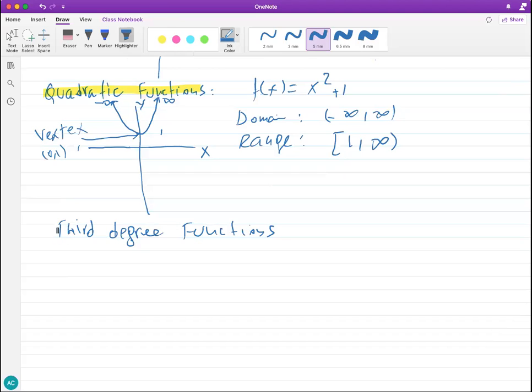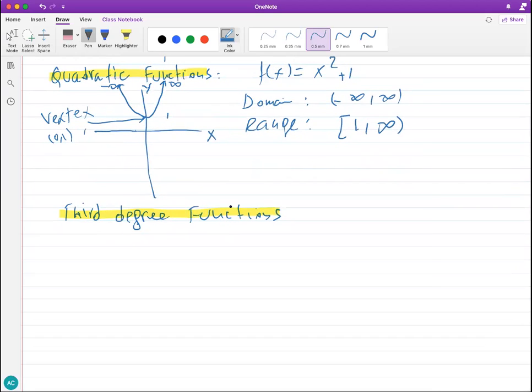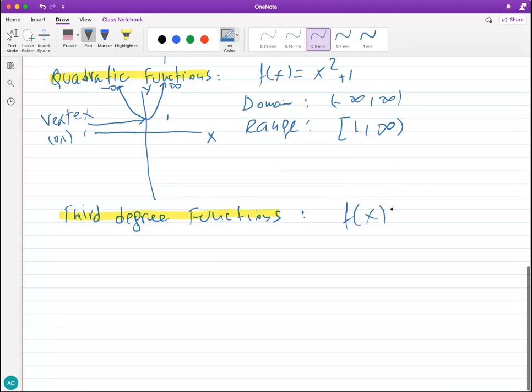Okay, so at least remember these basic ones. Remember the shape of their graphs, the domain, and how to find the range, if it's not immediately available from the graph. So third degree is, let's say, the highest power is 3, maybe plus something or minus something. So that's a third degree function.